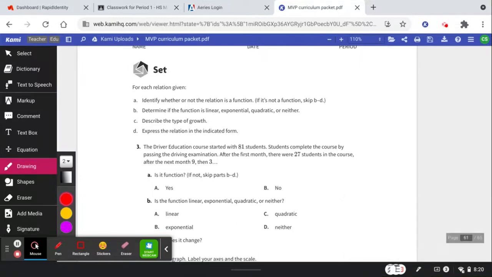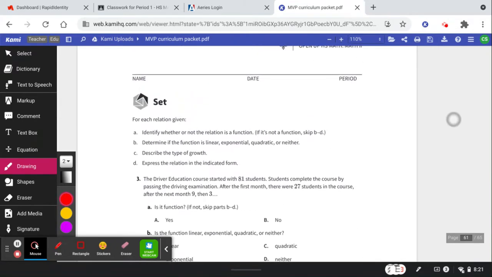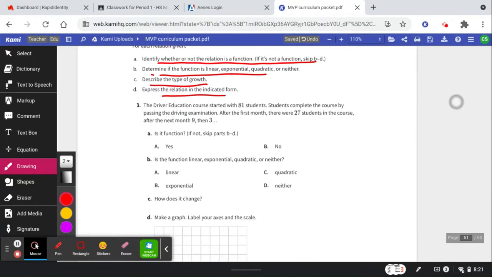All right, so here's our set. This is on page 61 of your packet. Can you please make sure you've put your name and date and period at the top? So our goal is to identify whether it's a function, determine if it's linear or quadratic, the type of growth we're seeing, and express the relation in the indicated form.